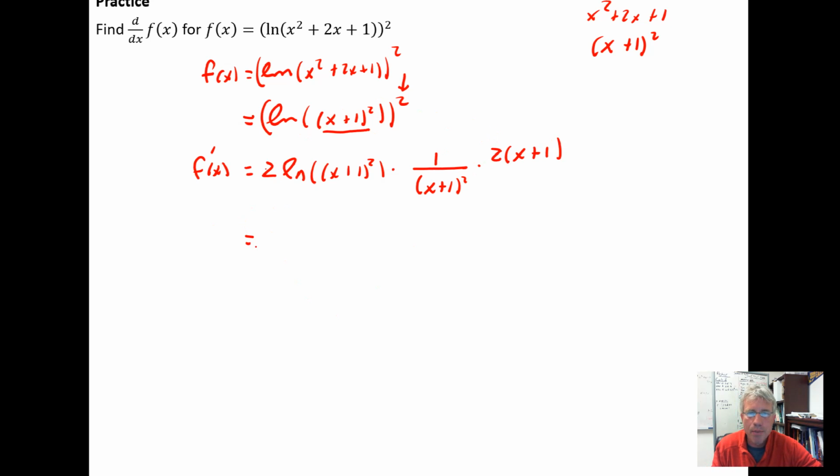So I have a 2 times a 2 is a 4 times the natural log of x plus 1, all squared. And this is going to cancel one of those occurrences of x plus 1. So we're just going to wind up with an x plus 1 in the denominator. I could do a little bit more with this using log properties, but I'm not. I already said I wouldn't use any log properties in this video, so I don't want to be a liar.